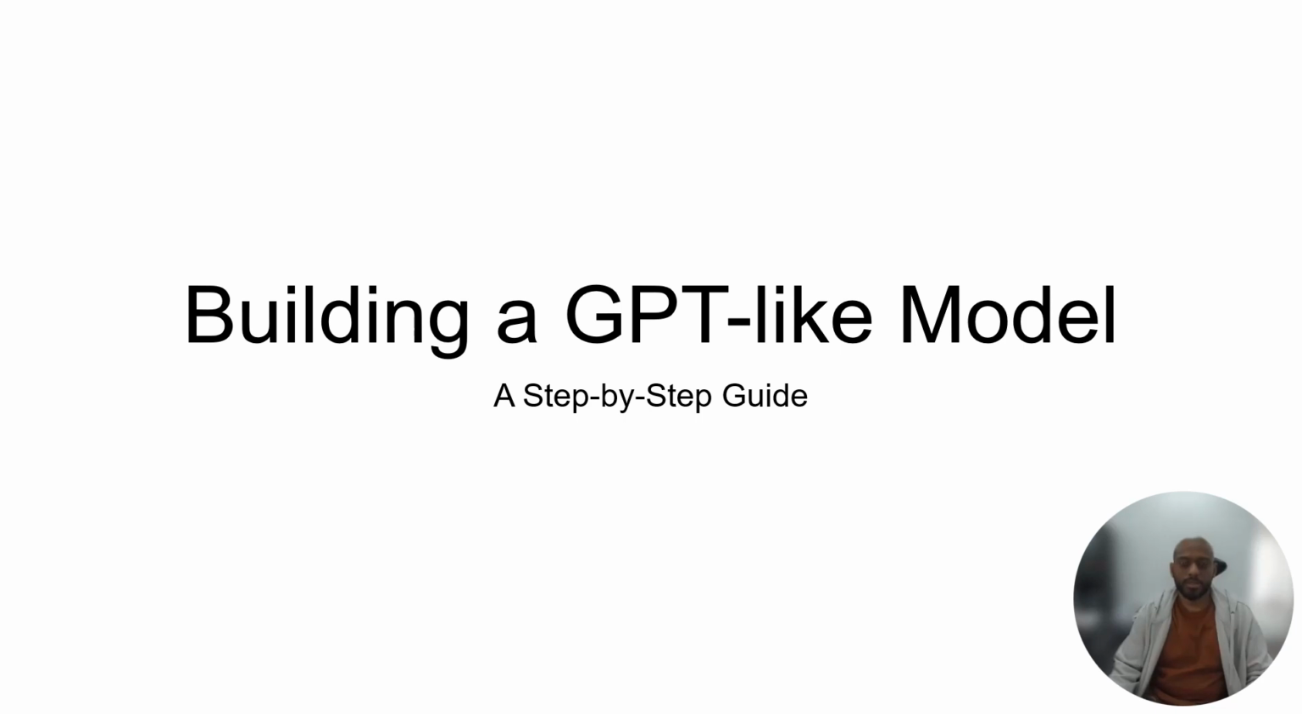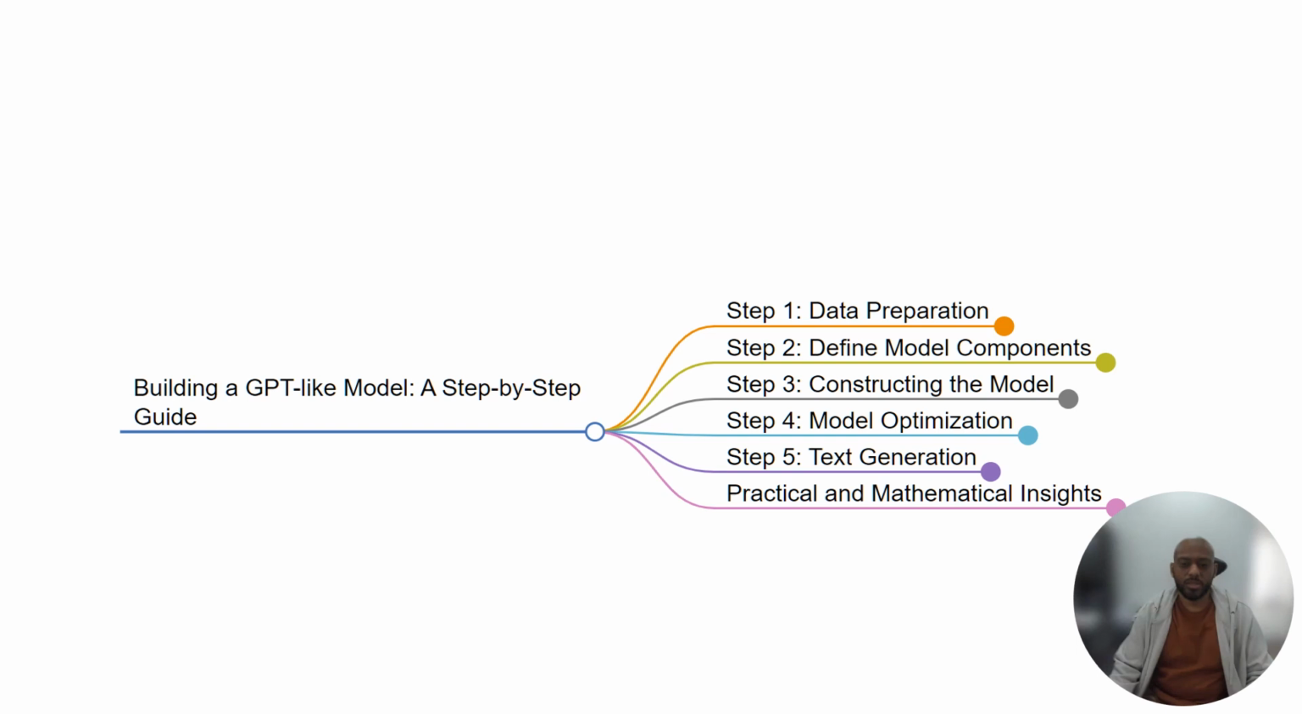Okay, today we'll try to explain how to build a GPT-like model. In the first step, we'll segment it into 5 steps. We have data preparation, define model components, and construction. After that, we'll construct the model. After that, we'll do model optimization, and last we'll have the text generation.